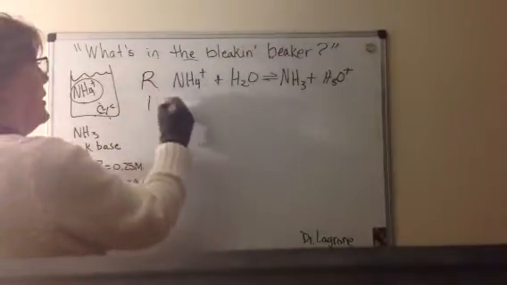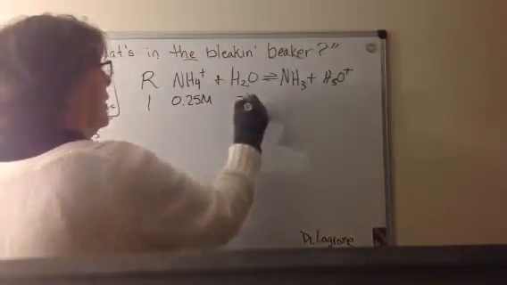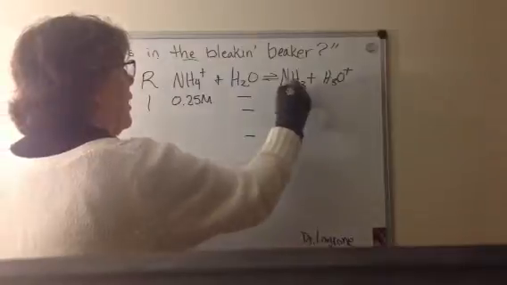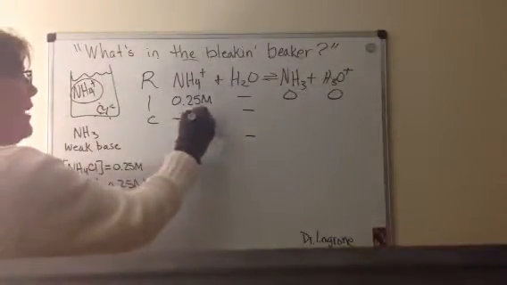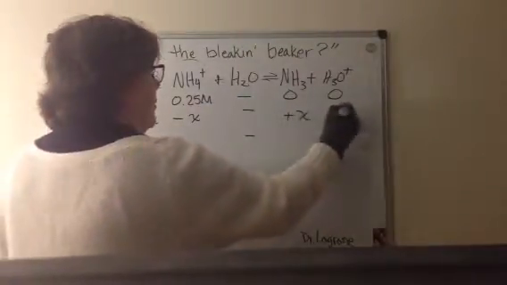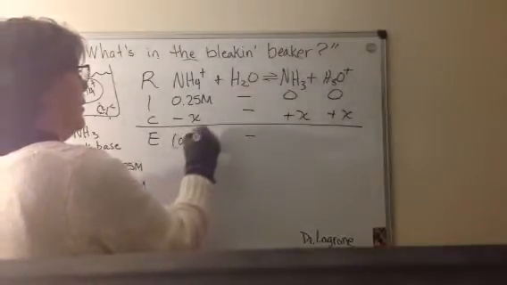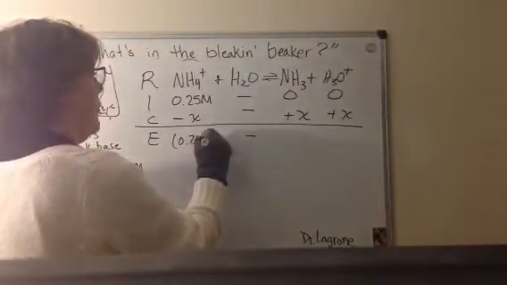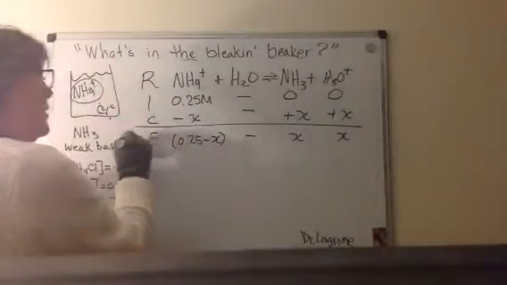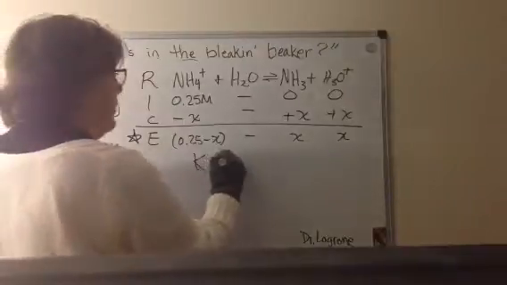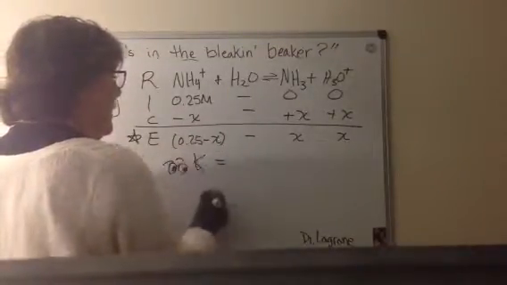So generating our RICE table, we start with 0.25 molar ammonium ion. Ignore water. We don't have any ammonia or hydronium ion initially. Some of that reacts with water, produces ammonia, produces hydronium ion, so that at equilibrium we end up with 1/4 molar minus X, X, and X. Going to our K expression, remember, it is this that we have to watch out for. Which K do I plug in?